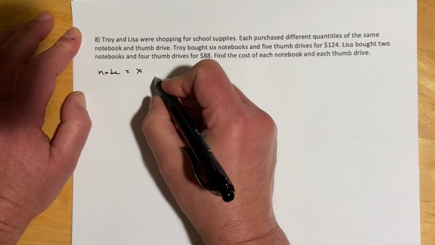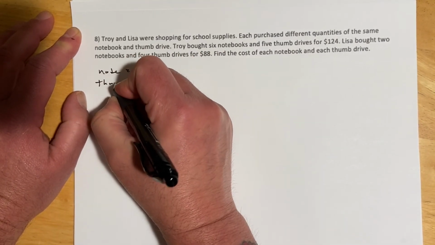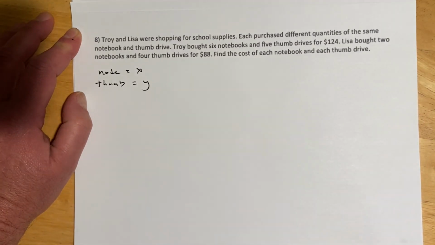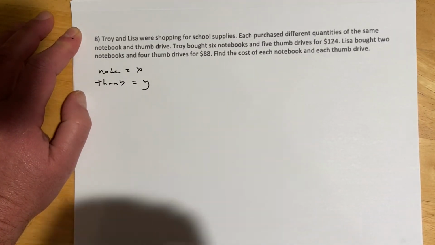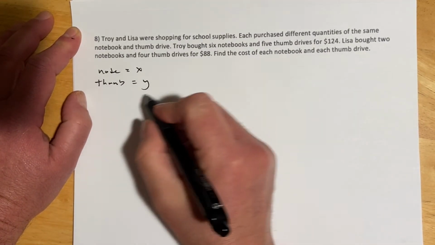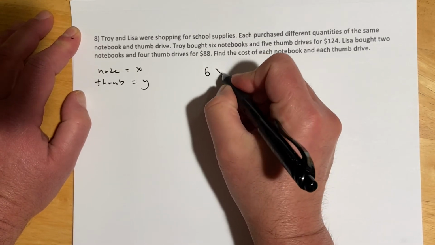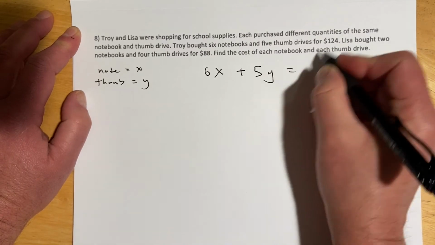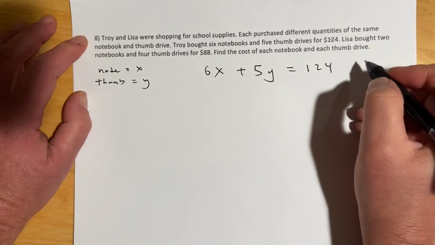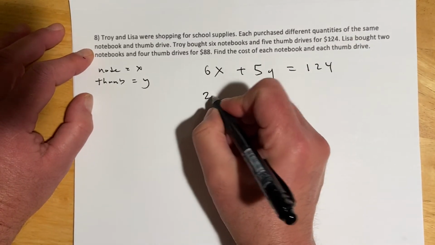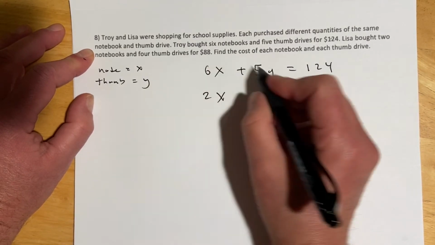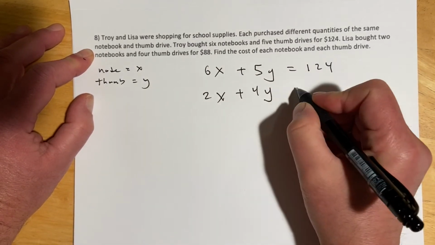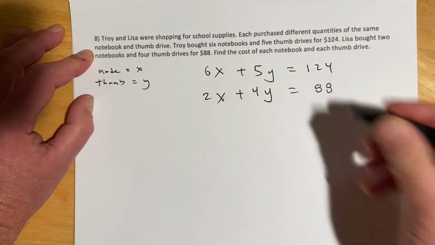I'm going to let that be X, and then the thumb drive, I'm going to let that one be Y, just to give them letters. So it looks like Troy bought 6 notebooks, so 6X plus 5 thumb drives, so 5Y for $124. And Lisa bought 2 notebooks and 4 thumb drives for $88.